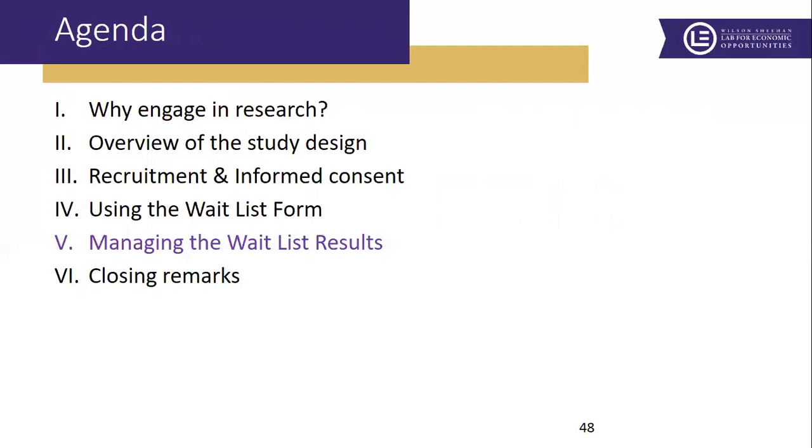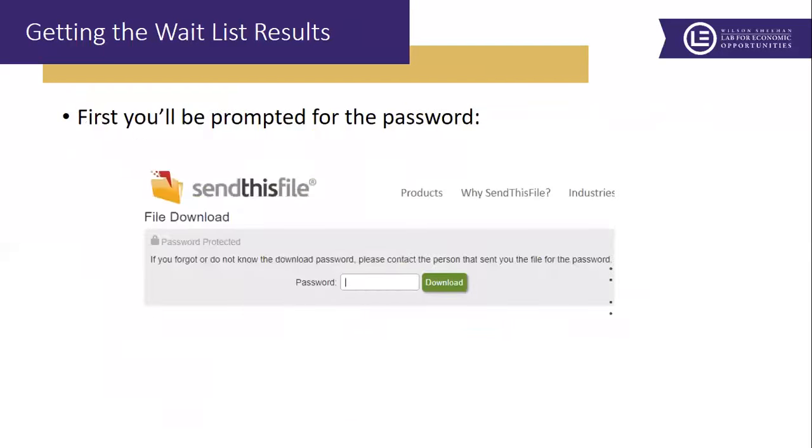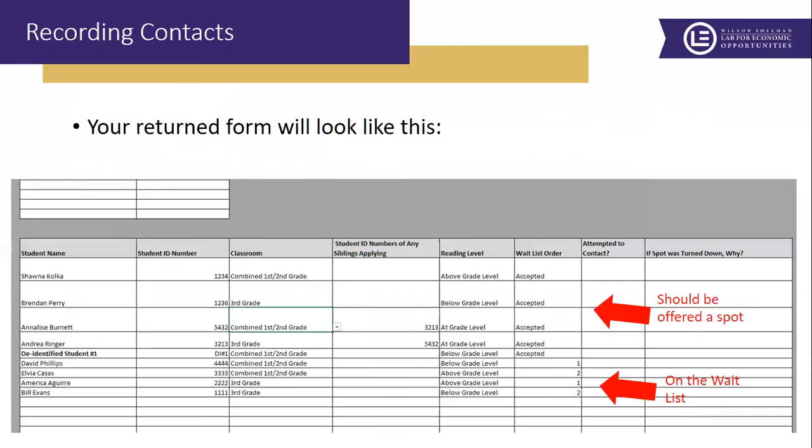Now what happens on the other end when you get the waitlist results back from us, I'll send you the file back using that same website, and I'll use the same password you chose before. So I would just write that down somewhere so you don't forget it. If you do, that's fine. You can call or text me and I'll give it back to you. You'll get an email like this. You'll follow the link and you'll be prompted for the password and you'll download the file. And then this is what it'll look like when you open your returned file. It'll just be that next column that's populated.